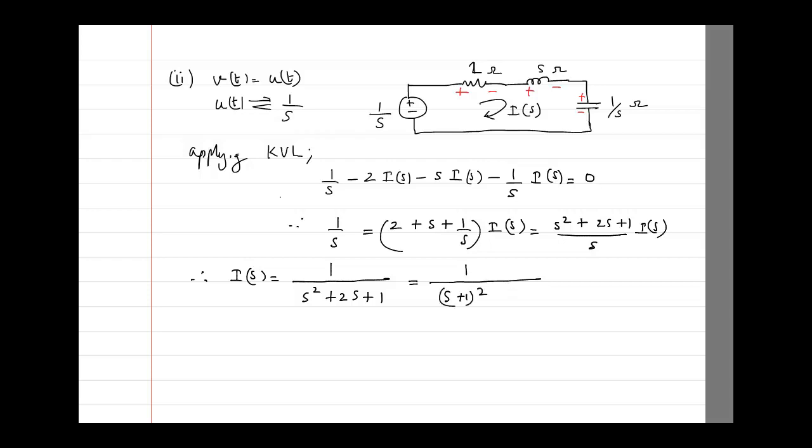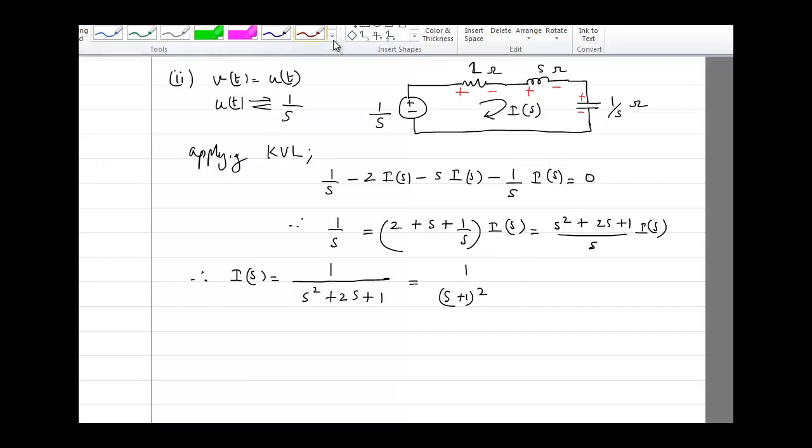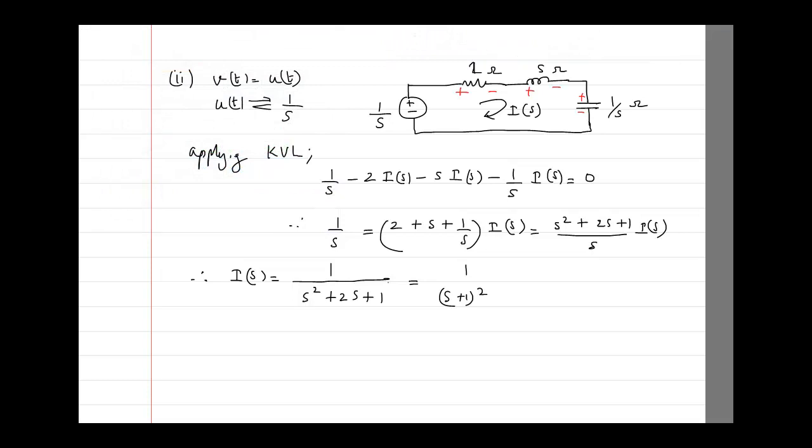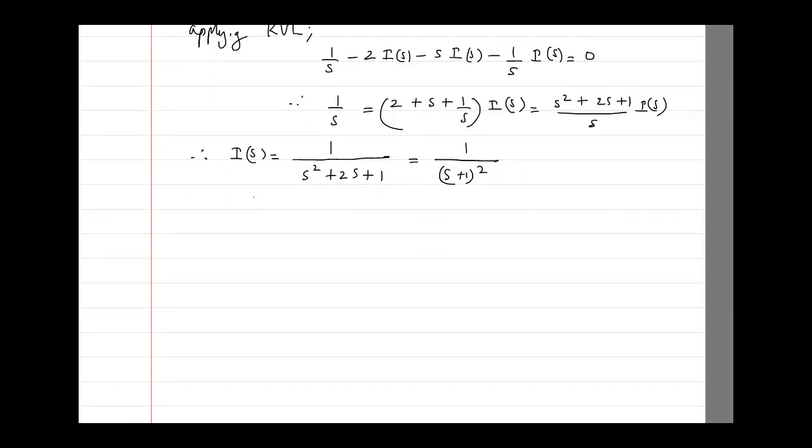square. Okay. Now, not every time you will get s plus 1. See, if the value of capacitor and inductor here would have been different, I would have got something else here. Suppose instead of 1 ohm, it would have been 3 ohms, then I would have got some other value. Anyway, here it is s plus 1 square. So, based on that, I have to do the partial fraction.